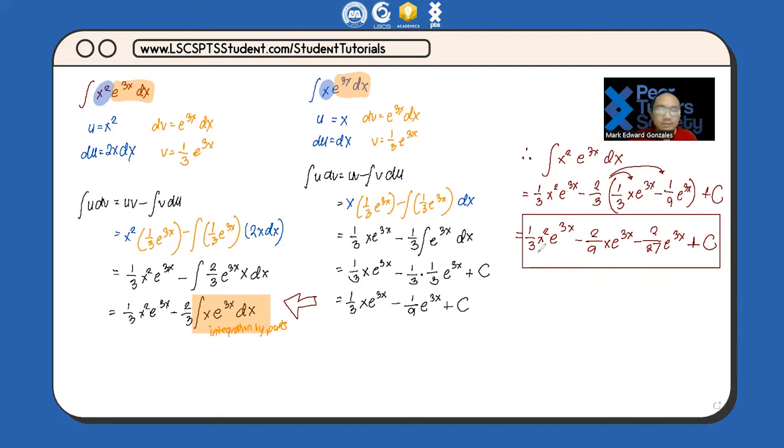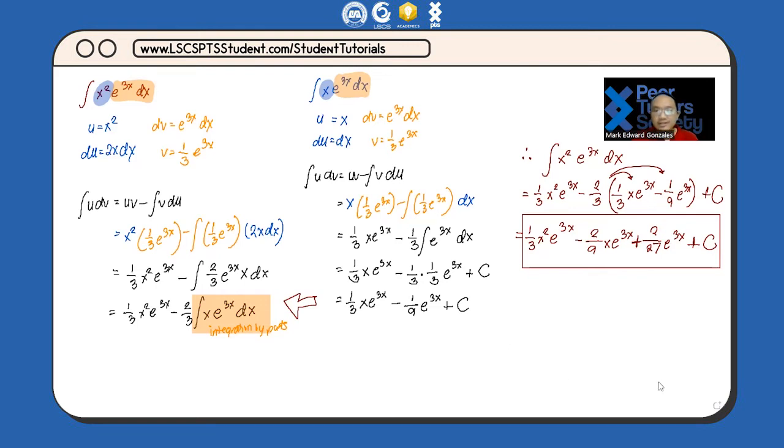So the final answer would be 1/3 multiplied by x squared times e raised to 3x minus 2/9 x e raised to 3x minus 2. Rather, this one is plus since negative times negative is positive. Oops. This just goes to show that we must be very, very careful with the arithmetic. Plus 2 over 27 e raised to 3x plus the constant of integration. So it's quite long, though the steps are systematic. And once again, it's very important for us to be organized with how we present our solutions.